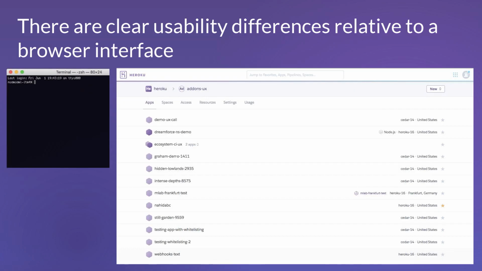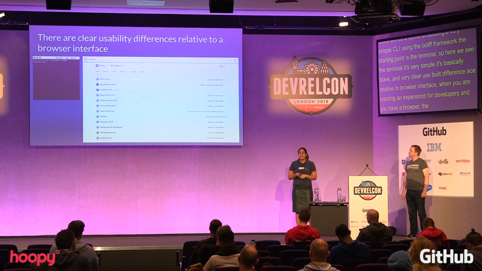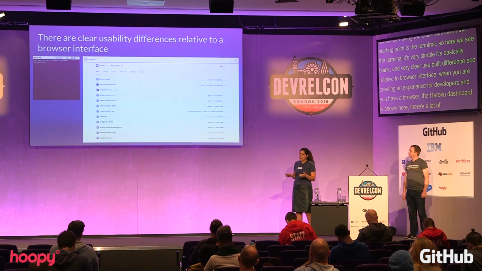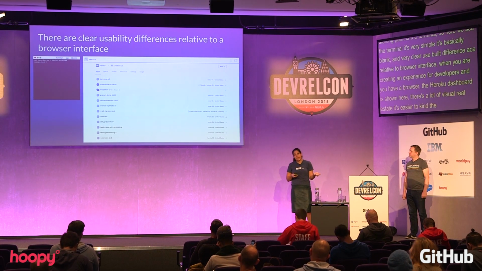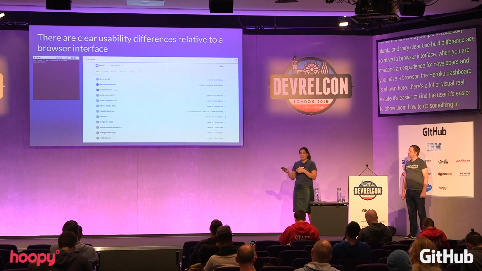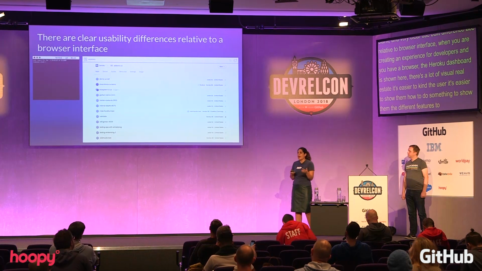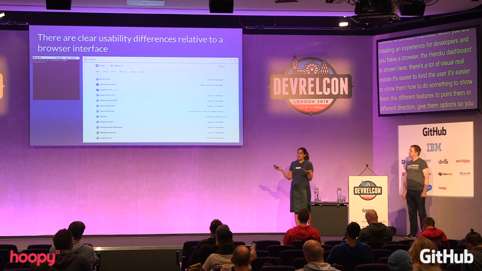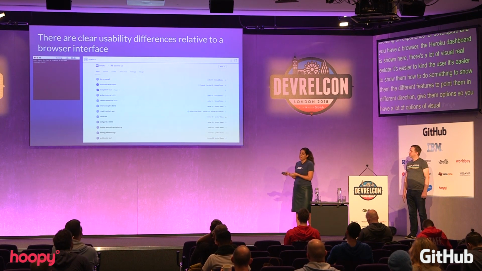And there are clear usability differences relative to a browser interface. When you're creating an experience for developers and you have a browser, the Heroku dashboard is shown here, there's a lot of visual real estate. It's easier to guide the user. It's easier to show them how to do something, to show them the different features, to point them in different directions, give them options. And so you have a lot of options of visual things that you can do to guide the user through the interface and to teach them.